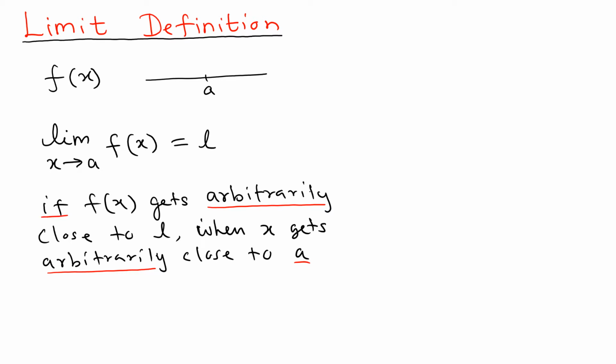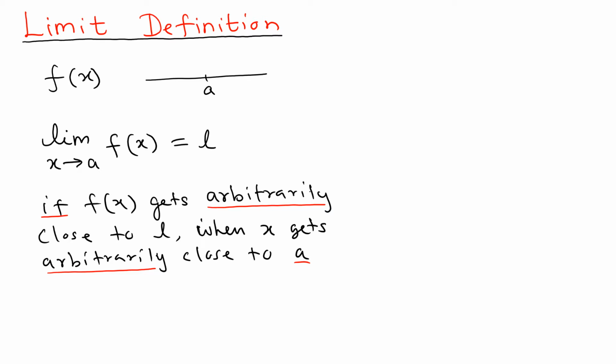This is what we normally call the informal definition. What we're trying to do is represent this idea using the epsilon-delta definition. But before we do that, let's look at a graph.